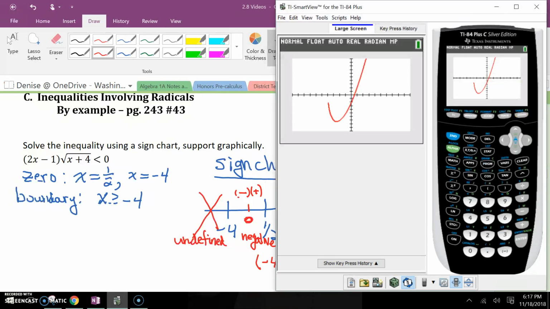Now we can also confirm that we do have that undefined section on our graph. So if I pull up my graphing calculator, I can see that the graph abruptly starts at x equals -4 and continues on through 1/2 and beyond that. And you can see the negative section is definitely from -4 up to where it crosses the x-axis at x equals 1/2.